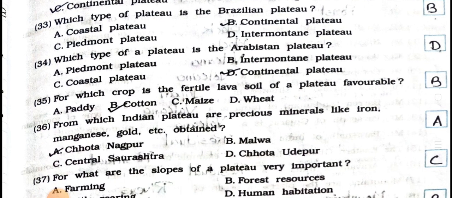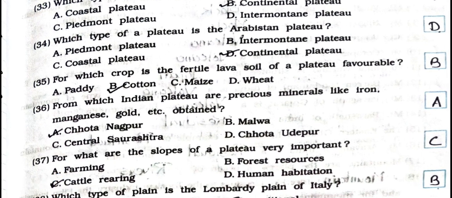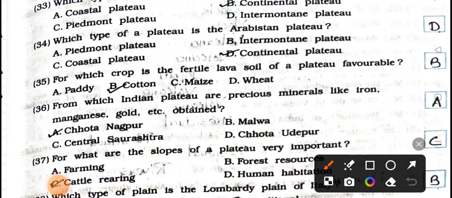Continental plateau. Number 34. Which type of plateau is the Arabian plateau? A. Piedmont plateau. B. Intermontane plateau. C. Coastal plateau. And D. Continental plateau. Answer is option D, Continental plateau.